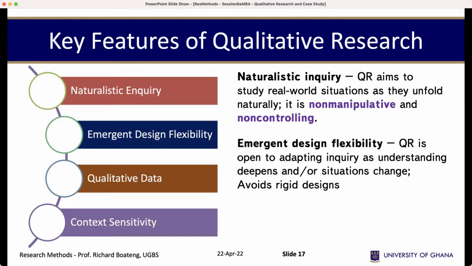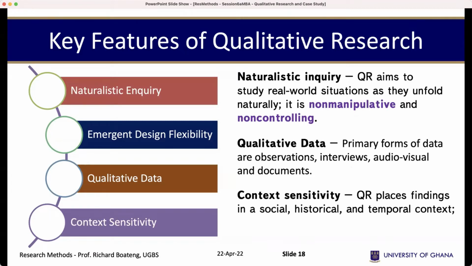Okay. So naturalistic inquiry means that we are studying things in their real-world situations as they naturally manifest. We are trying as much as possible not to manipulate or control what we are studying. Emergent design flexibility means that we are open to adapting our inquiry as understanding deepens and situations change. And then we are also trying to avoid a rigid design.